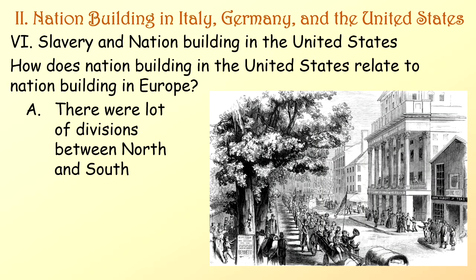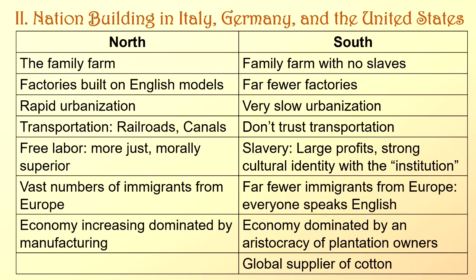Slavery and nation building in the United States. How does nation building in the United States relate to nation building in Europe? Well, there were a lot of divisions between North and South. On the north side, you had the family farm. You had factories built on English models, rapid urbanization, rapid transportation in the form of railroads and canals. Free labor would be more just and morally superior. Vast numbers of immigrants from Europe, and an economy increasingly dominated by manufacturing.